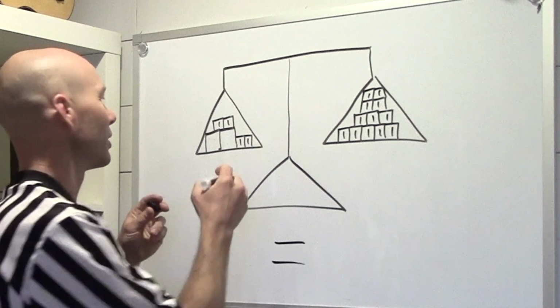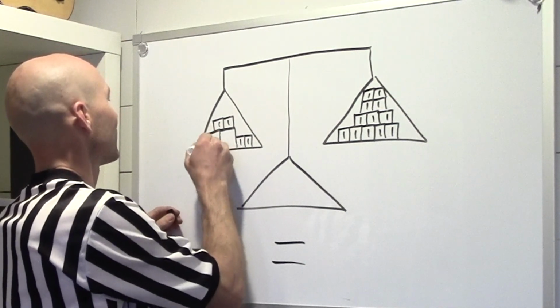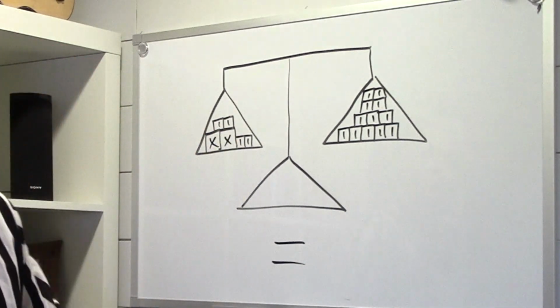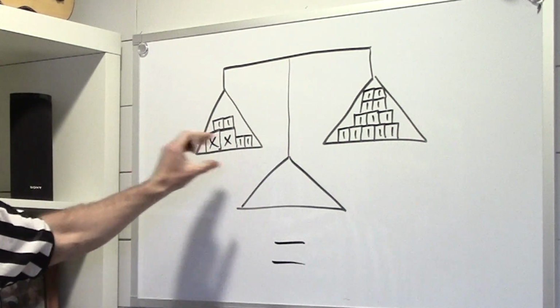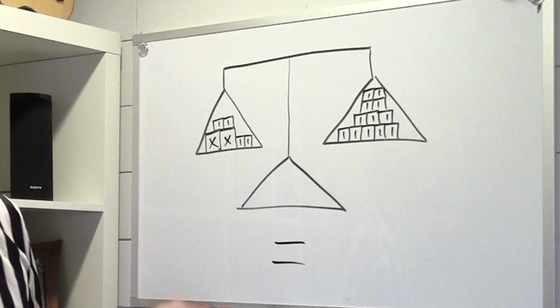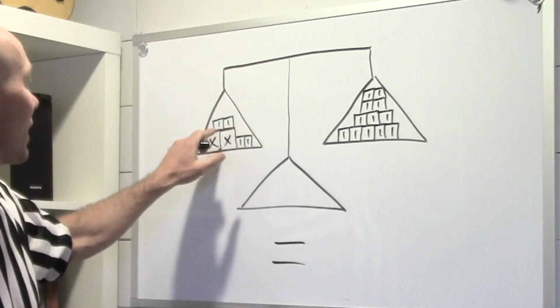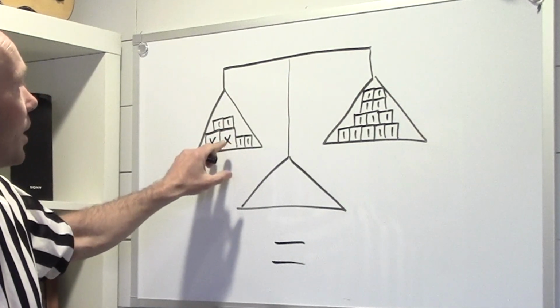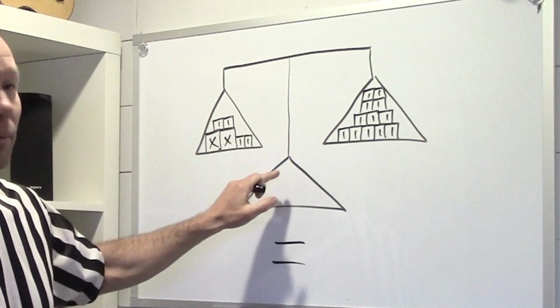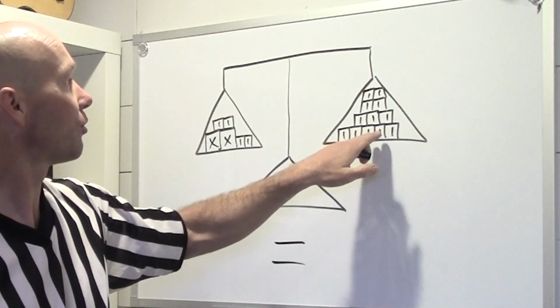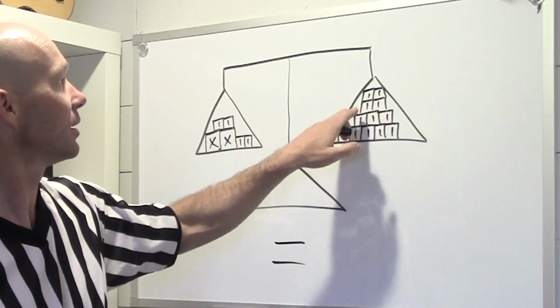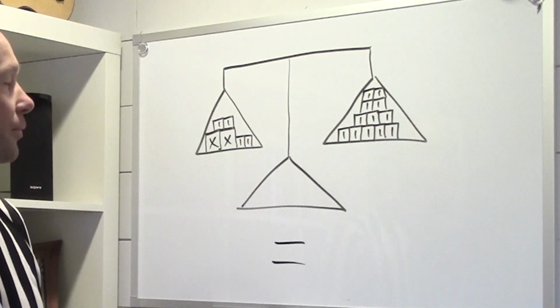I'm going to choose the letter X. So we have these unknown quantities, but we do have some known quantities. Let's call them kilograms. So on this side, we have 2 X's and 1, 2, 3, 4. And on this side, it equals 1, 2, 3, 4, 5, 6, 7, 8, 9, 10, 11, 12.